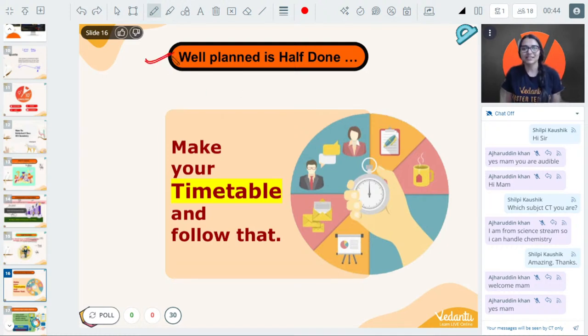These are the things. Well planned is half done. Very important point. You guys have a lot of time right now, so you can do your planning in a way ki aap apna timetable abhi bana lo. Make your personalized timetable. That should be different from anyone. Do not follow anyone else's timetable. The reason being, you understand your life better, hai na? You understand yourself better.